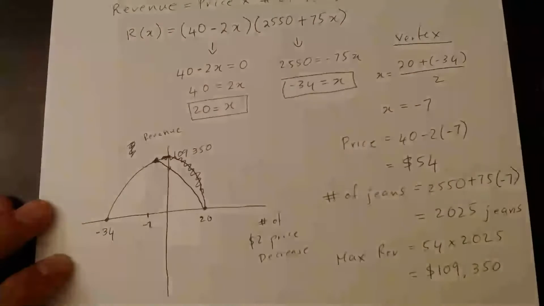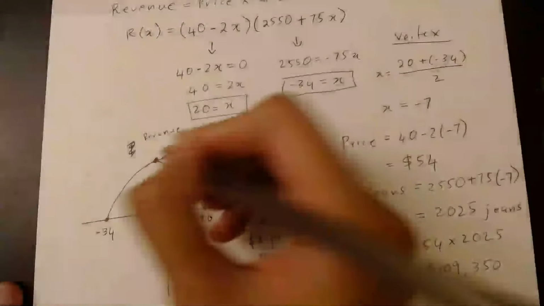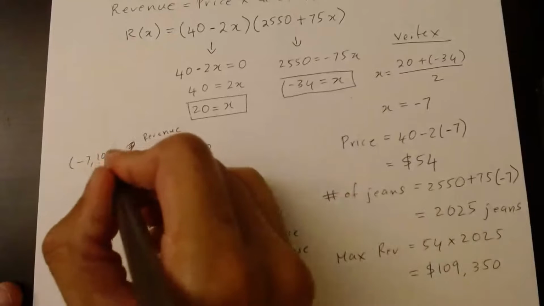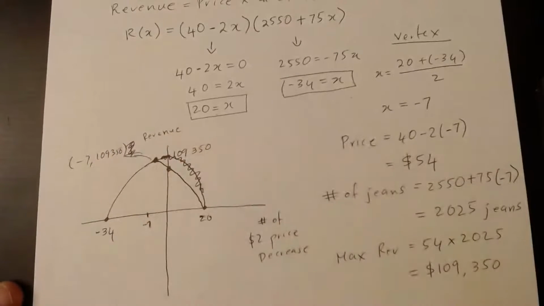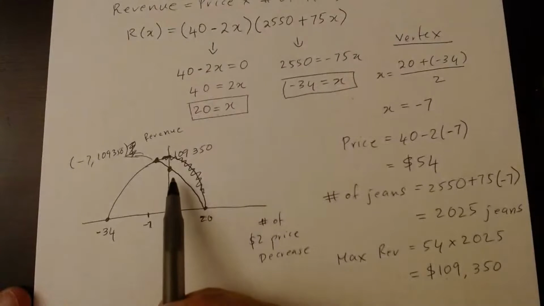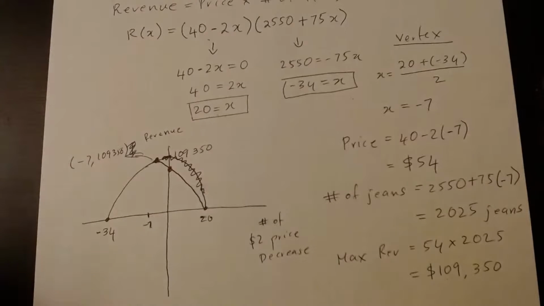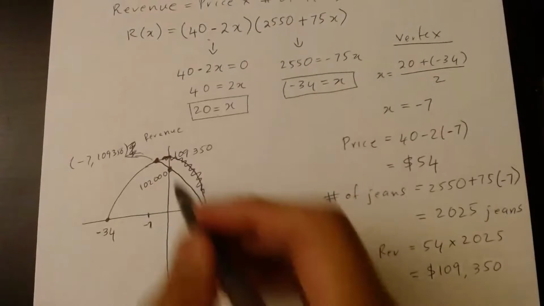We could find the y-intercept if we want, but basically the vertex right here is negative 7, 109,350. If we wanted to find the y-intercept, we just sub in an x value of 0 into this equation, and we will get 102,000. So that is the y-intercept.